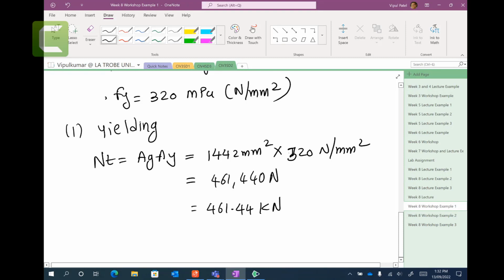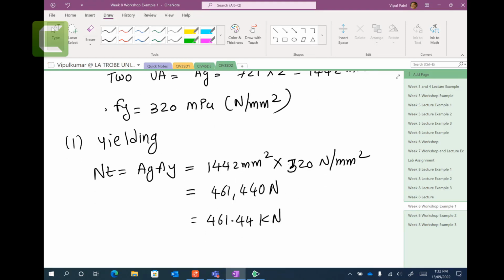Keep an eye on the numbers all the time. If you're getting 1 million kilonewtons, something dodgy is happening in the calculations. These are light members, not heavy members. You can see the thickness is just 6 millimeter, so they are light members. They are used in roofs. If you check roofs, they have these angles. In electric transmission towers, they have these unequal angles, which shows they are light compared to universal beams. Any question in finding the yield strength NT?